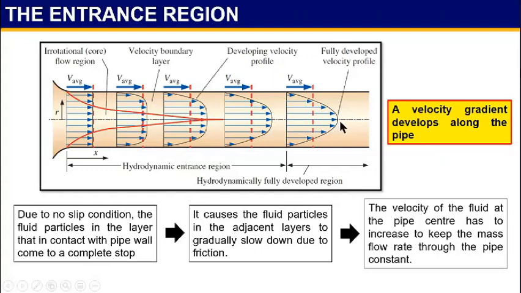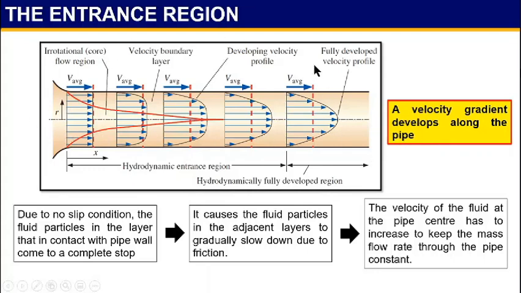Okay, until it reaches the maximum point at the center of the pipe. Whenever the velocity reaches the maximum point at the center of the pipe, we can call it a fully developed velocity profile, meaning the velocity profile cannot be developed anymore. So from the entrance to the fully developed velocity profile, we call it the hydrodynamic entrance region. And after the fully developed velocity profile, we call it the hydrodynamically fully developed region.